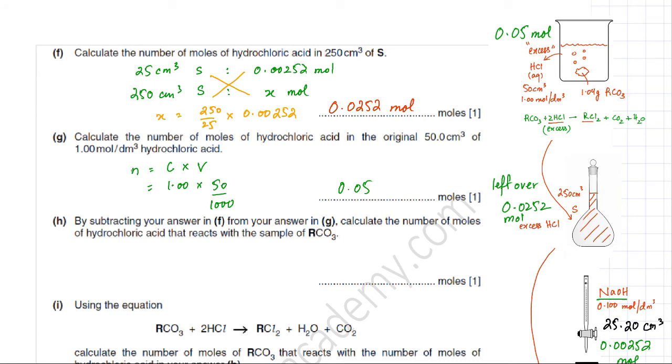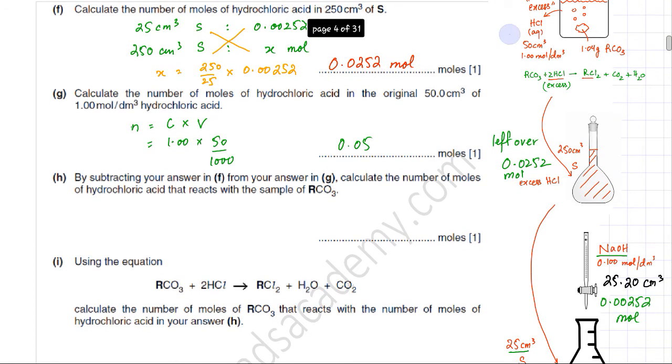So what is the amount of HCl that reacts with this? So 0.05 moles are originally added, 0.0252 moles are left at the end of the reaction, which means if we take the difference of the two, that is the amount of moles that were used up in this first reaction over here. So in the next part, this is the very thing that he's asking. He's asking, by subtracting your answer in F from your answer in G, calculate the number of moles of hydrochloric acid that react with the sample of RCO3.